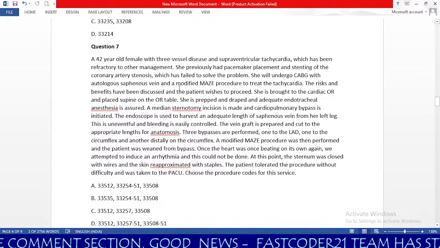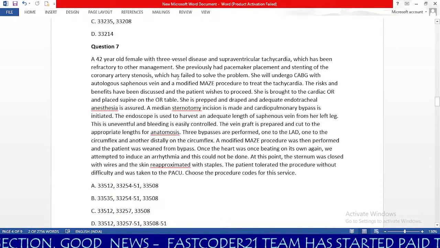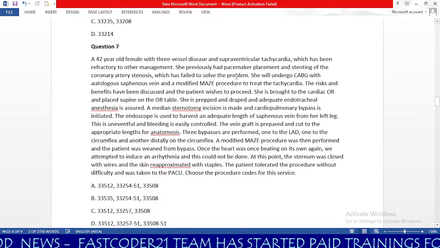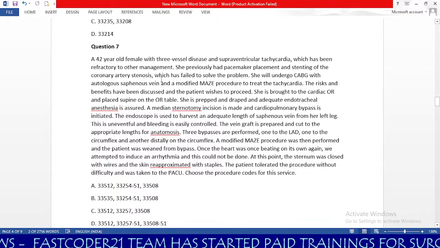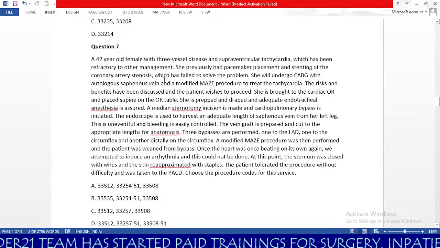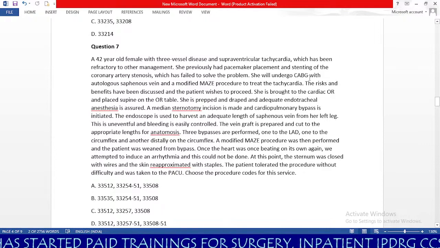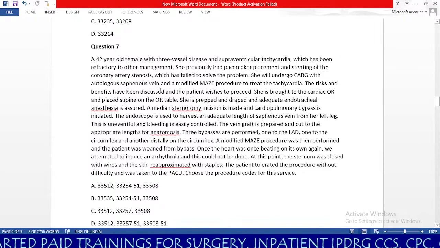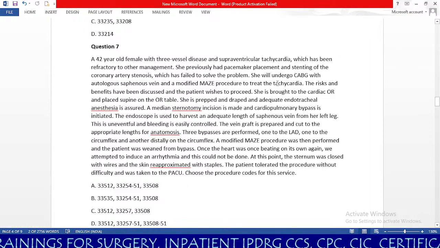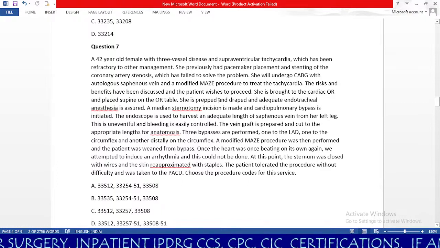So a 42-year-old female with three vessel disease and supraventricular tachycardia which has been refractory to other management. She previously had pacemaker placement and stenting of the coronary artery stenosis, which has failed to solve the problem. She will undergo CABG with autologous saphenous vein and a modified Maze procedure to treat the tachycardia. So this is the procedure. The risks and benefits have been discussed and the patient wishes to proceed.